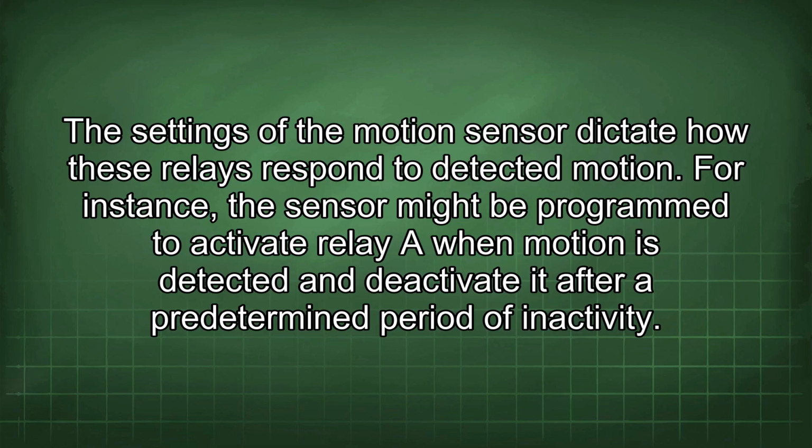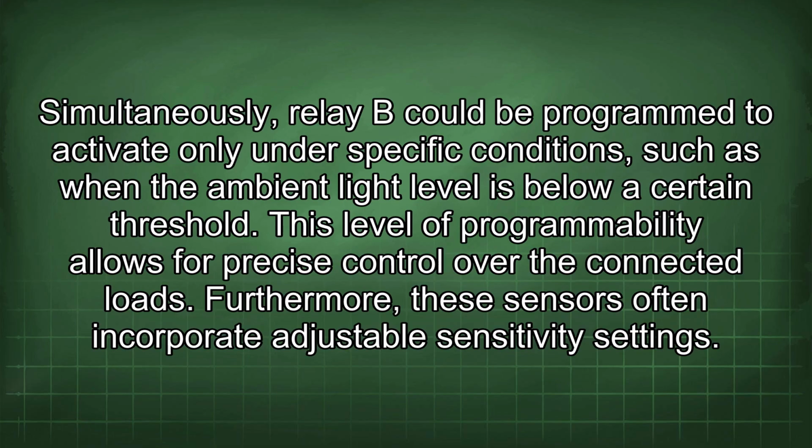For instance, the sensor might be programmed to activate relay A when motion is detected and deactivate it after a predetermined period of inactivity. Simultaneously, relay B could be programmed to activate only under specific conditions, such as when the ambient light level is below a certain threshold. This level of programmability allows for precise control over the connected loads.